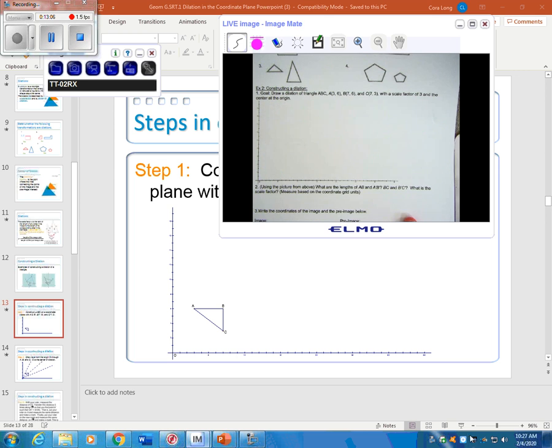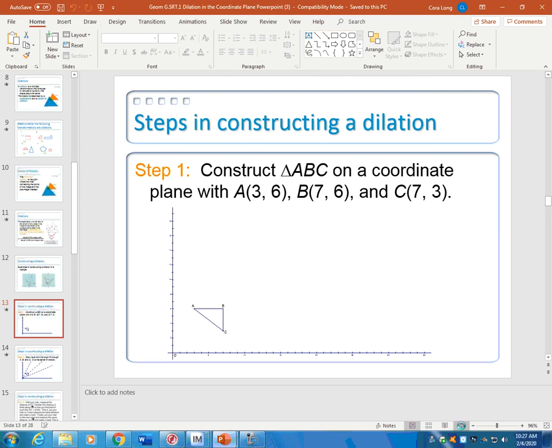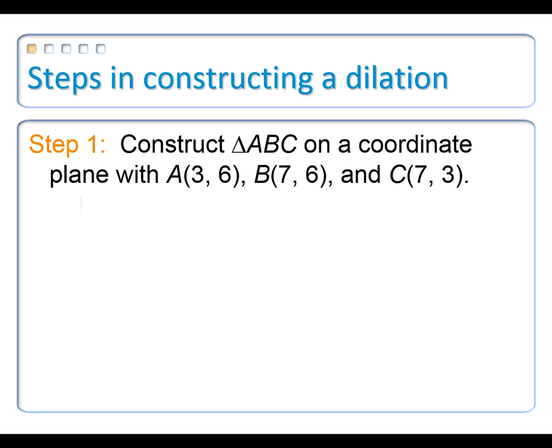Like in mine, all I did was I plotted points A, B, and C on my coordinate grid, just like so. So plot your points and draw your triangle.